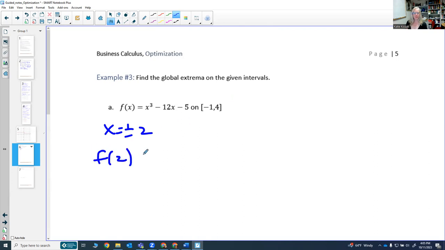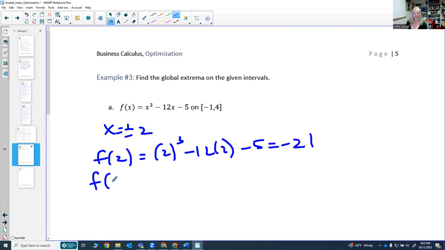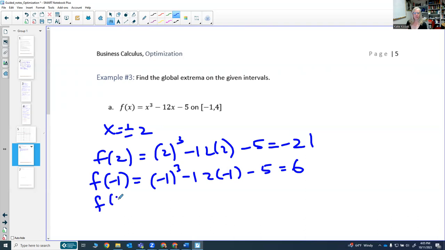F of 2 is equal to 2 cubed minus 12 times 2 minus 5, which is equal to negative 21. F of negative 1 is going to equal negative 1 cubed minus 12 times negative 1 minus 5, which equals 6. And f of 4 is equal to 4 cubed minus 12 times 4 minus 5, which equals 11.